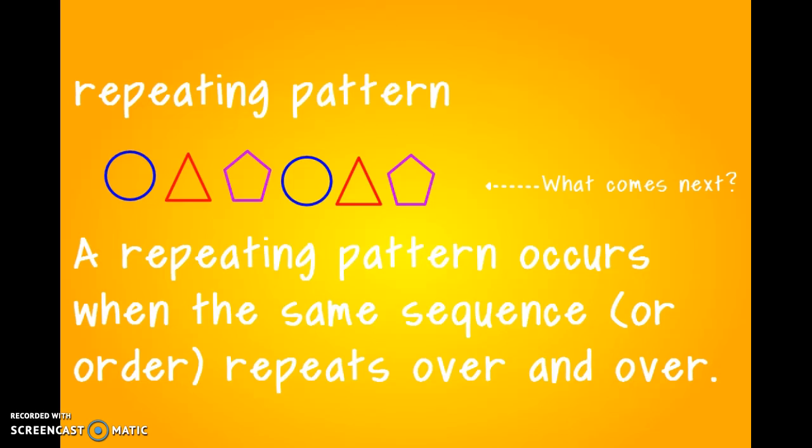So what comes next? If we go blue circle, red triangle, purple pentagon, blue circle, red triangle, purple pentagon, then the next shape should be the blue circle once again. And there it is, the blue circle. So you can see that a repeating pattern just repeats the same sequence. And in this case, the sequence is blue circle, red triangle, purple pentagon, over and over again, continually.